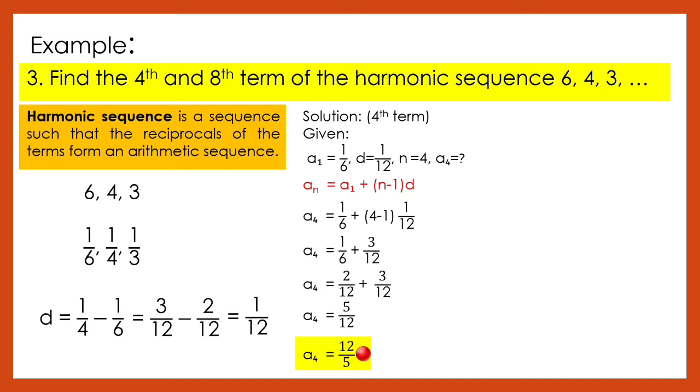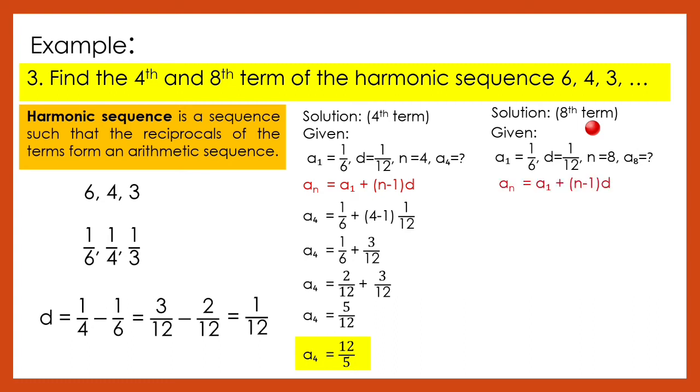Kaya naman, kukunin natin yung pang 8th term. So, the same sa process natin. Ang formula is a sub n equals a sub 1 plus n minus 1 times d. Ang a sub 1 natin is 1 over 6. Ang common difference is 1 over 12. Ang n natin is 8 since pang 8th term. Ang hinahanap is the 8th term, a sub 8. Substitute the given to the formula.